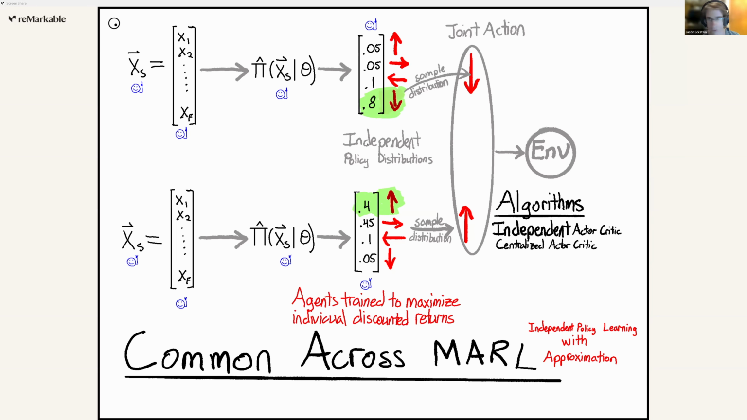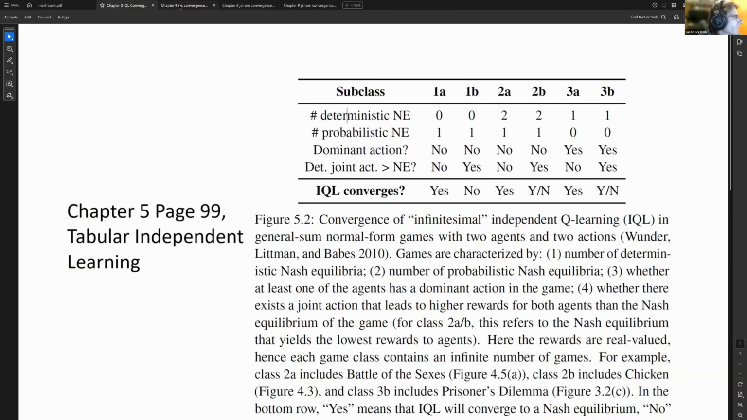The algorithms we had looked at for this in chapter 9 were independent actor critic, and then centralized actor critic, where we still end up with individual policy functions. It's just that during training there is more communication between the agents, a little more directly, because we have some centralized information shared between the agents that we use during the training process. But once the agents are trained, they still have these individual policy functions that are used.